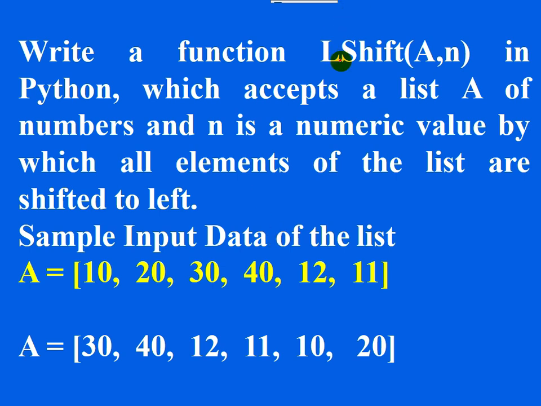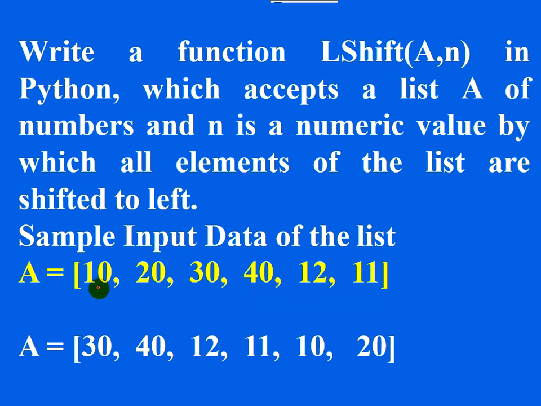Write a function L shift(A, n) in Python which accepts a list A of numbers, and n is a numeric value by which all elements of the list are shifted to the left. Example, suppose this is the list A: 10, 20, 30, 40, 12, 11. Now each and every element should be shifted by n positions, for example 2 positions to the left.